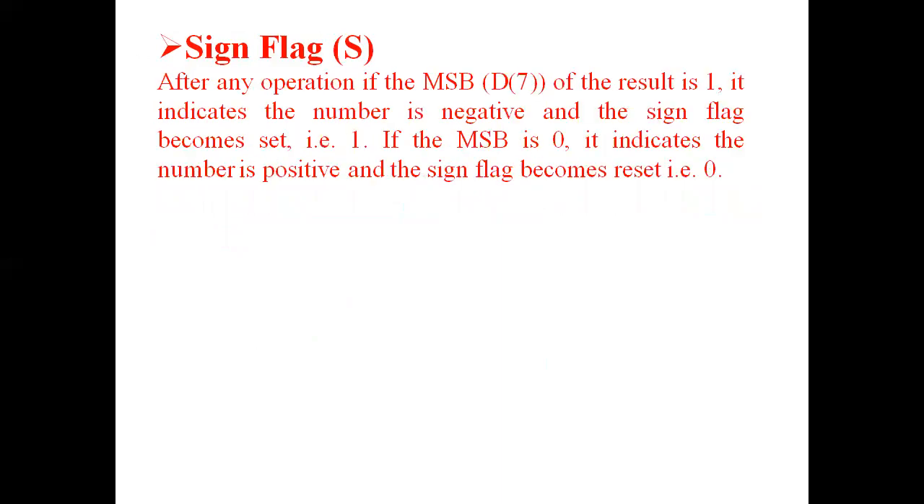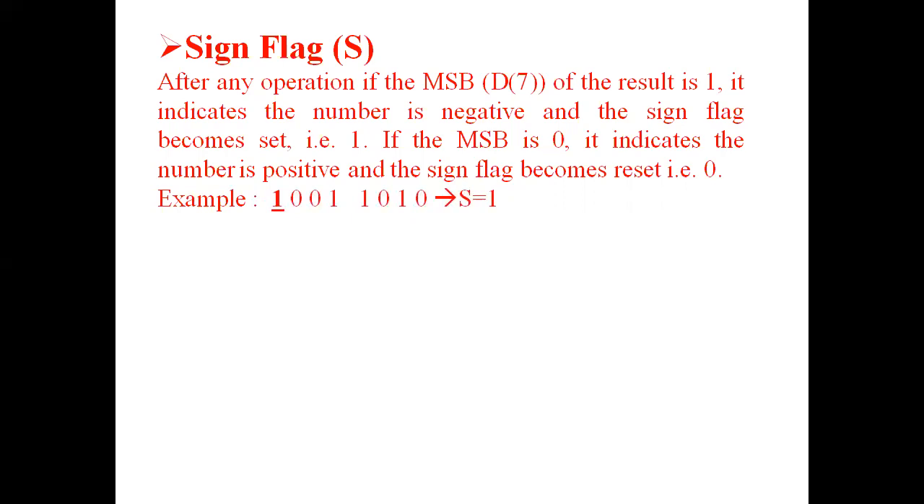Sign flag. Sign flag means after any operation, if the most significant bit, that is D7 of the result, is 1, it indicates the number is negative. And the sign flag becomes set, that is 1. If the most significant bit is 0, it indicates the number is positive, and the sign flag becomes reset, that is 0. Set means 1, that is negative, and reset means 0, that is positive. So I will give you one example.